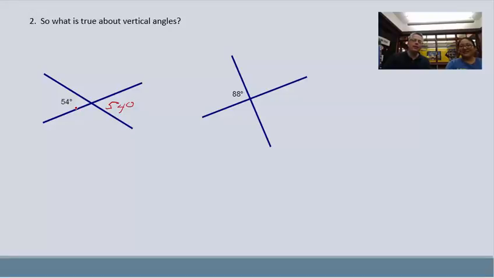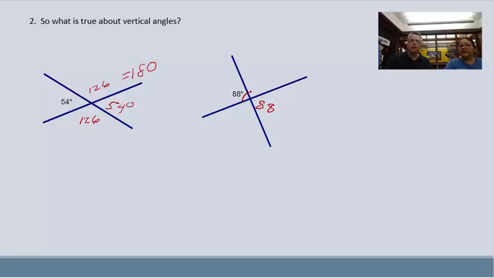Let's go ahead and figure out the other two. So what would the other two be? These two would have to equal 180. So 180 minus 54, I think it's 126. So this would be 126. And the same thing, opposite angles would be the same, so this is 126 as well. The other side is 88. The opposite of 88 would be the same, 88.